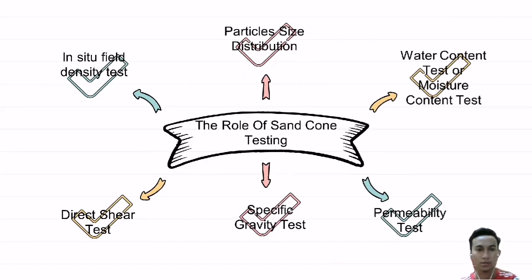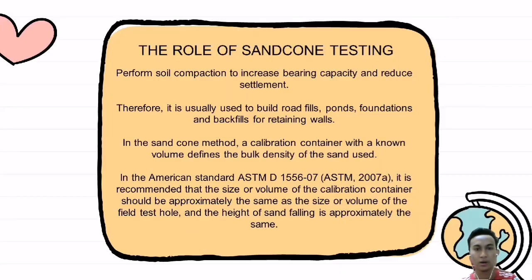The role of sand testing. In situ field density test, particle size, water content, permeability test, specific gravity test, and direct shear test. The role of sand testing: perform soil compaction to increase bearing capacity and reduce settlement. Therefore, it is usually used to build road fields, ponds, foundations, and backfill for retaining walls.